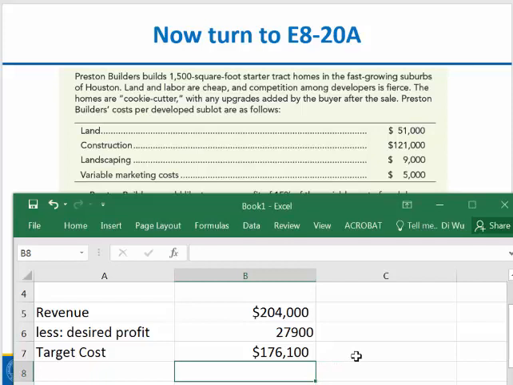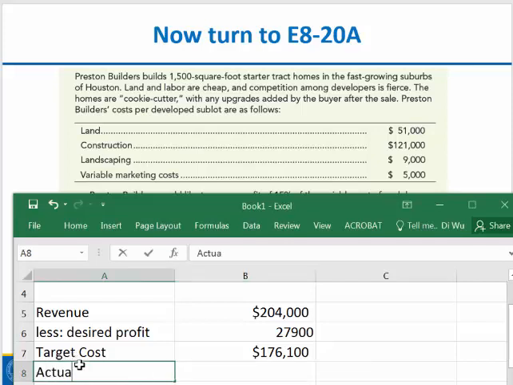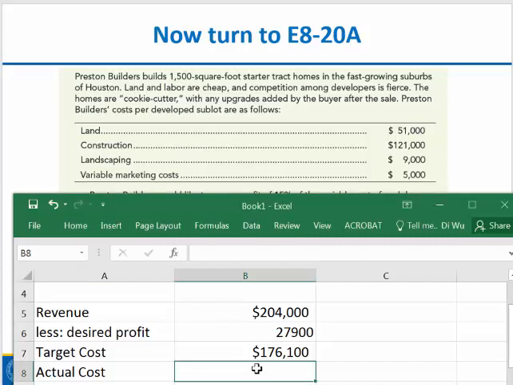So the next question, what is the actual cost? How to find the actual cost? Well, the actual cost is nothing but you add these four numbers again. It's 51,000 plus 121,000 plus 9,000 plus 5,000. That's the total cost, the ones you're going to use to make a home, variable cost. So it's about $186,000. So now you compare them.